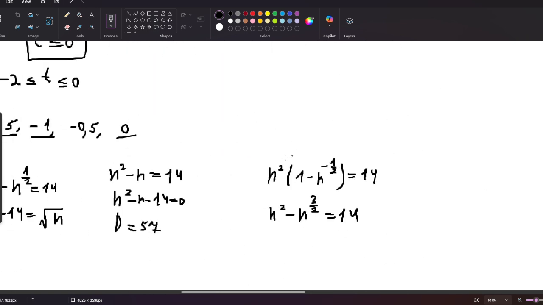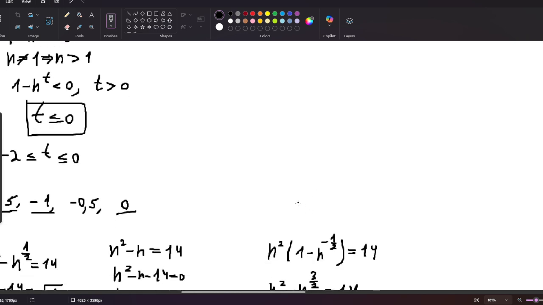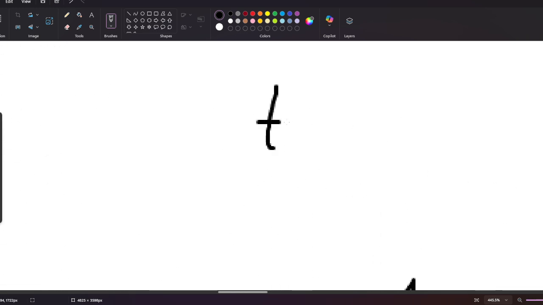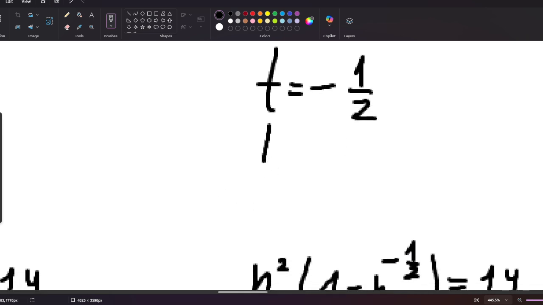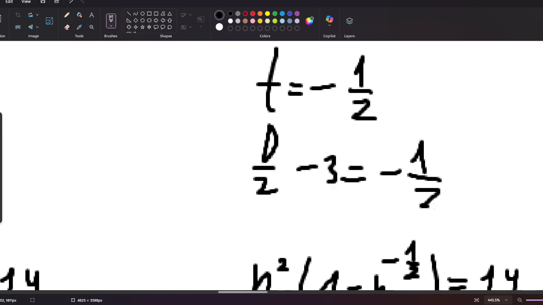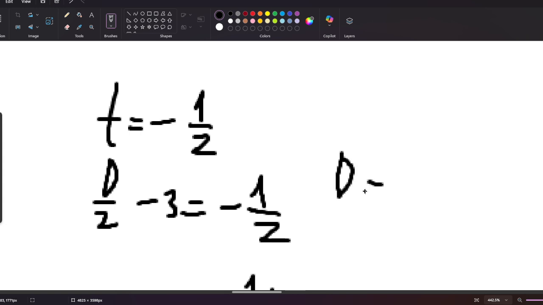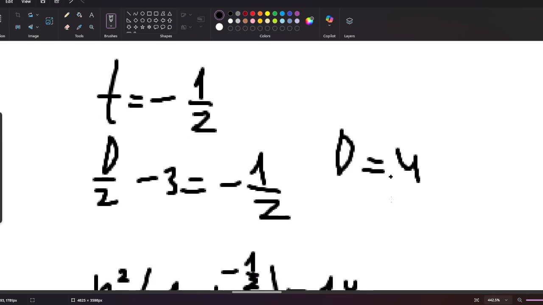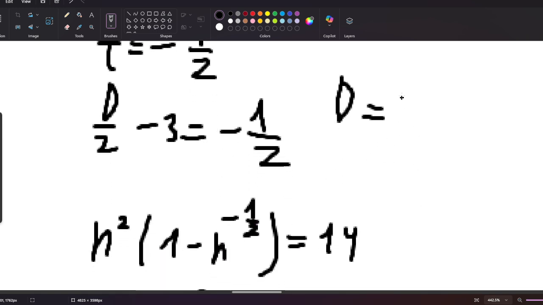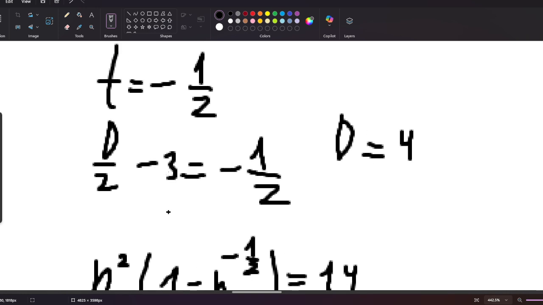Now let's review something we already know about this. T is equal to negative 1/2. D over 2 minus 3 equals negative 1/2. Therefore, D equals 4, which would mean that... Actually, wait, I think I messed up. Yeah, D is going to be 5.